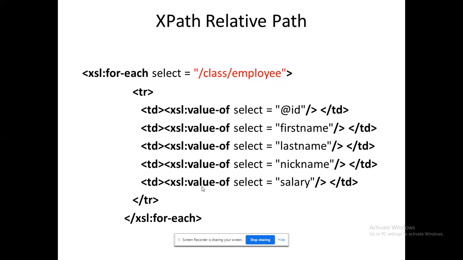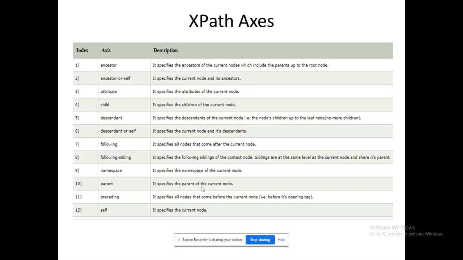In the for loop, iteratively the control will take it towards the corresponding child node, right? So that's the role of my relative path.